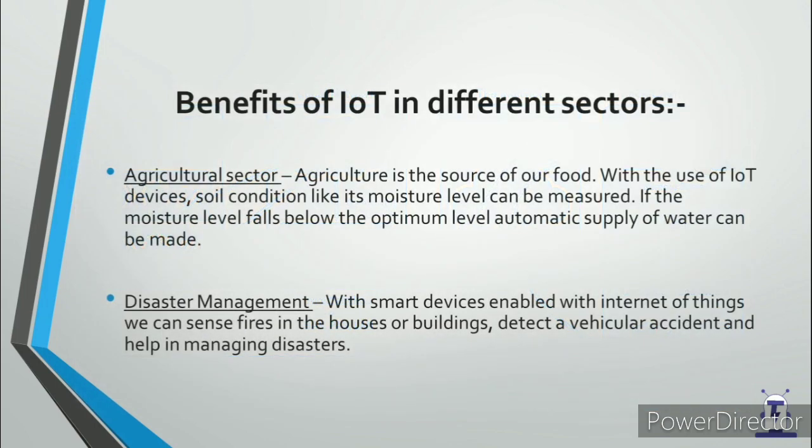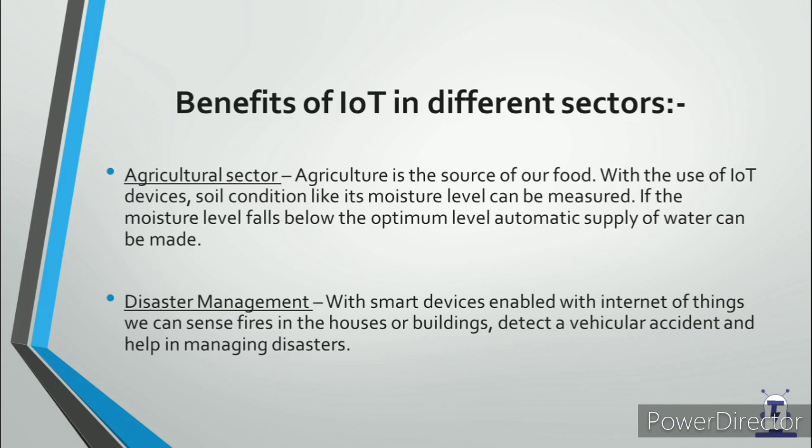Now, after having a clear idea about what is IoT, let's take a look at why we need IoT and how it benefits us. IoT benefits each and every sector around the world. Let's start with the agriculture sector. Agriculture is the source of our food. With the use of IoT devices, soil conditions like its moisture level can be measured. If the moisture level falls below the optimum level, automatic supply of water can be made.